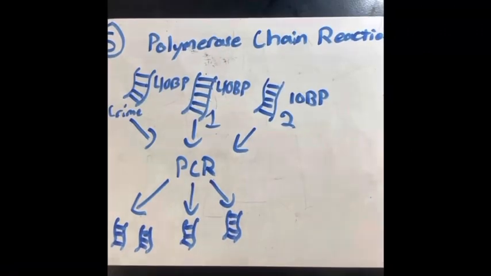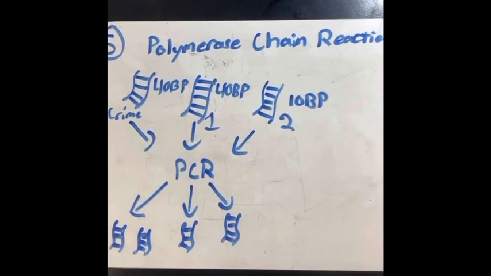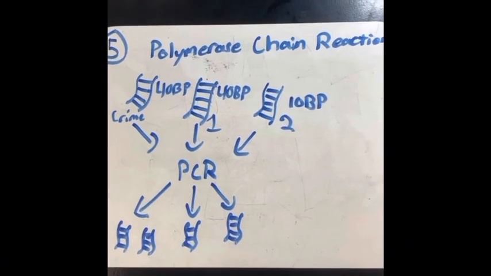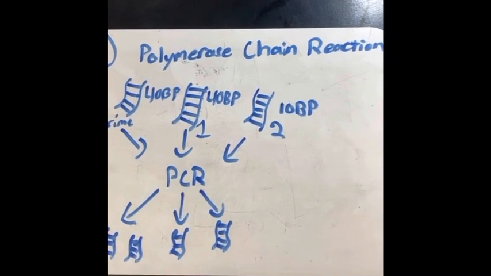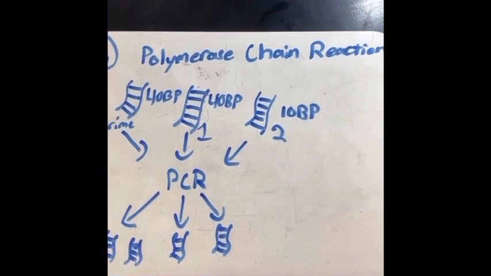A polymerase chain reaction creates multiple versions of DNA. It can be used to create exact replicas of genes manually.